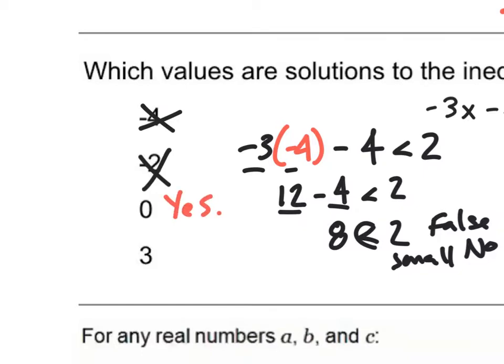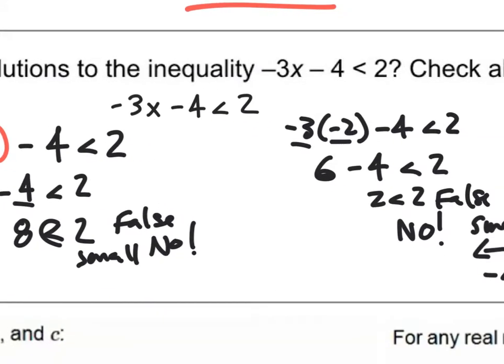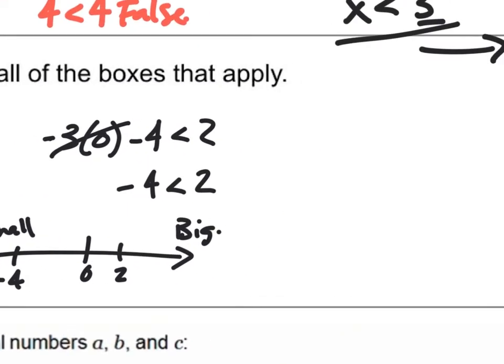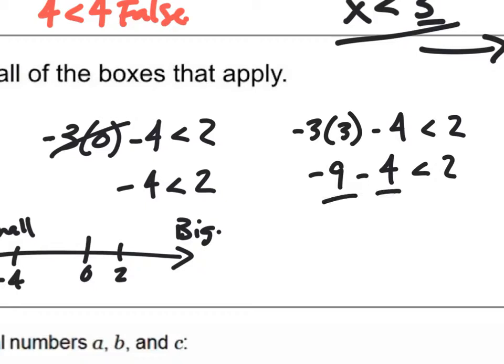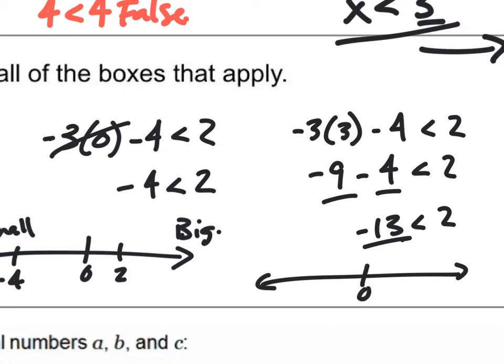If we plug in 3, is that going to work? Negative 3 times 3 minus 4, is that less than 2? Negative 9 minus 4 will give me negative 13. Is that less than 2? The tricky thing, guys, is realizing that even though 13 is a big number, it's negative. Again, here's 0, here's 2, here's negative 13. These numbers over here are small, these numbers are big.